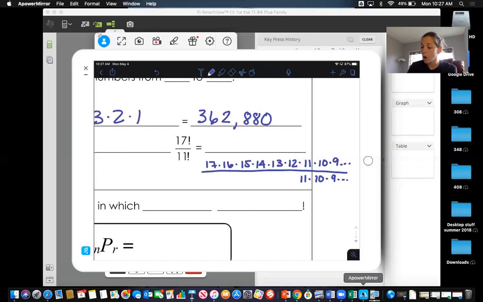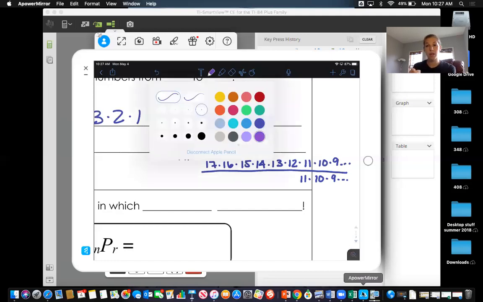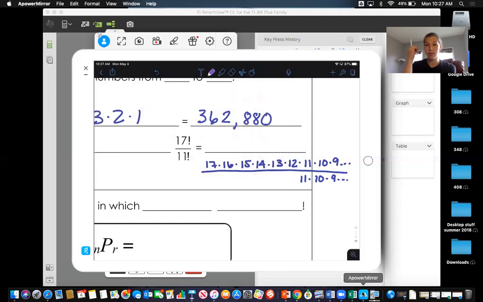I hope that you remember that if you're dividing and you see that there's a whole bunch of stuff being multiplied together, and some of it's in the numerator and some's in the denominator, when you are dividing anything that is in the numerator and the denominator, as long as they're multiplied, they do cancel each other out. So we would be able to do this work by just multiplying 17 times 16 times 15 times 14 times 13 times 12.